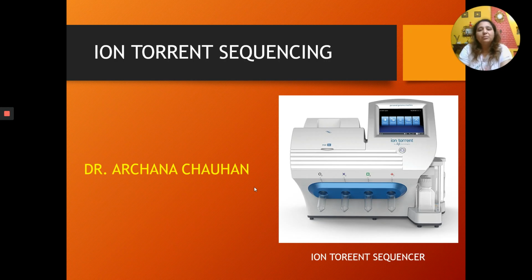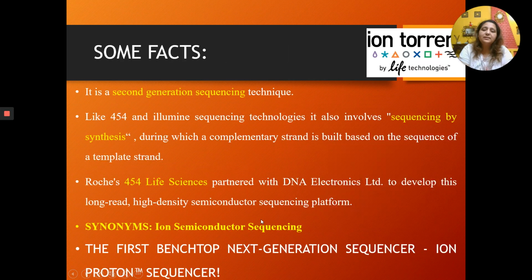Today, I'm going to talk about ion torrent sequencing. Ion torrent sequencing is a second generation sequencing technique. Last time, I had talked about nanopore, which is the third generation sequencing technique. But remember, we had left with a second generation sequencing technique, and that is the ion torrent sequencing technique.